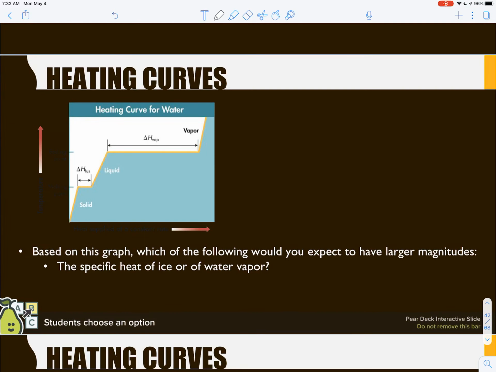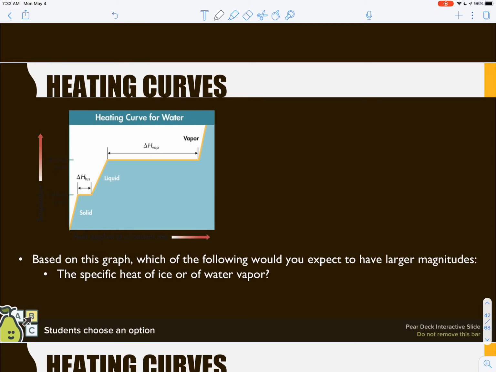Okay, so let's look at this curve one more time and talk about the magnitude of a couple different things. The first question here is asking about the magnitude of the specific heat capacity of ice and water vapor. So that's this value. The specific heat capacity relates to how much heat needs to be added to either the ice state of matter or the gas water vapor state of matter in order to change its temperature. So which of those would you think would have a greater magnitude?